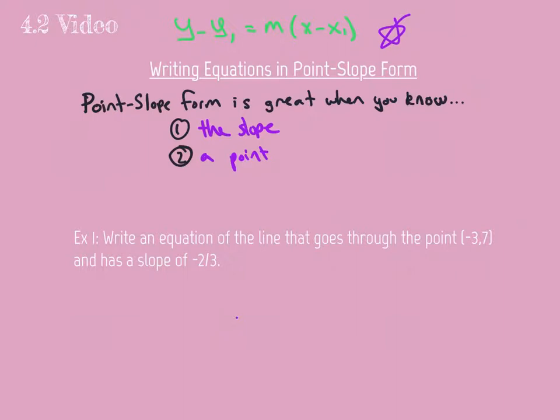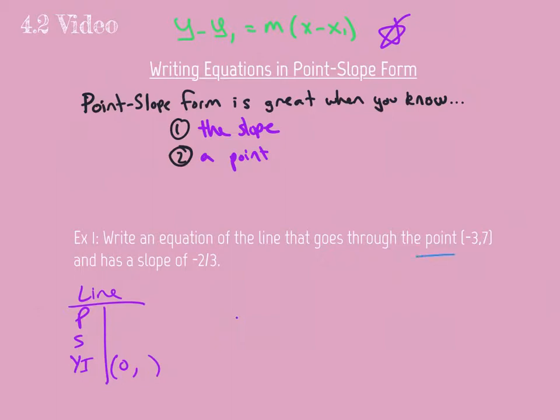All right, so let's take a look at example 1 here. It says, write an equation of the line that goes through the point negative 3, 7 and has a slope of negative 2/3. So let's make our line chart again. So line, and we've got P, S, and y-intercept, right? Point, slope, y-intercept. And we put 0, comma, blank for the y-intercept.